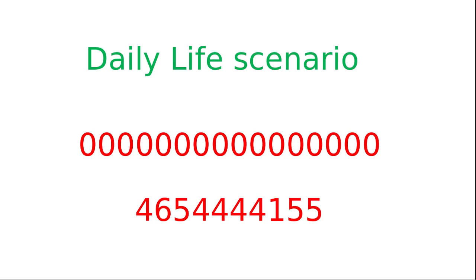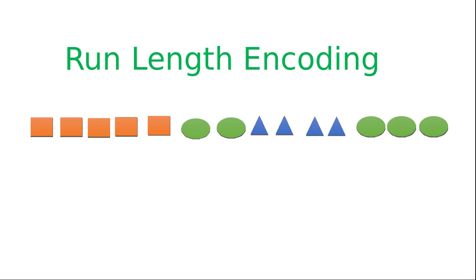Let's try to understand with more examples. Let's say we have squares, ovals, triangles, and again ovals. Now suppose we want to encode this information with the help of run length encoding. You transmit the first square, then the second square, the third, fourth, fifth square, then one oval, second oval, first triangle, second triangle.